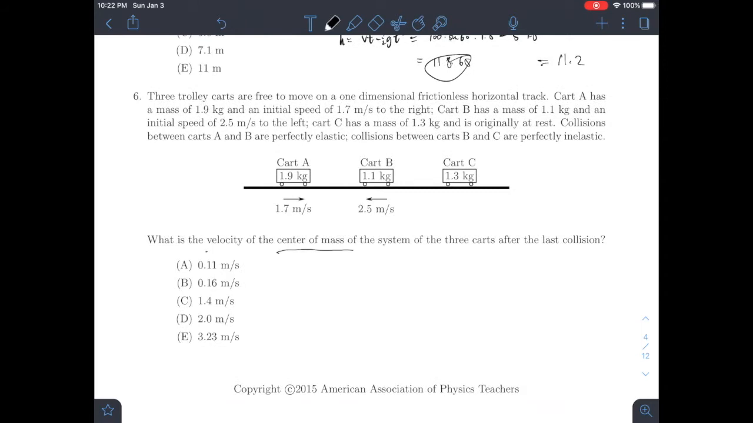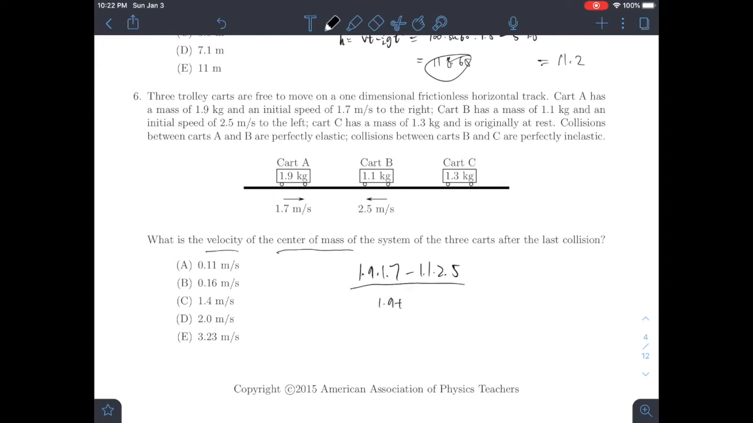So first, let's look at these two very important keywords: center of mass, velocity. Velocity of center of mass. Because we know this system has no external force, the momentum is conserved. So the velocity of the center of mass is the same at the beginning and the end. So we don't need to consider all these collisions. All we need to do is calculate the center of mass velocity of the initial condition.